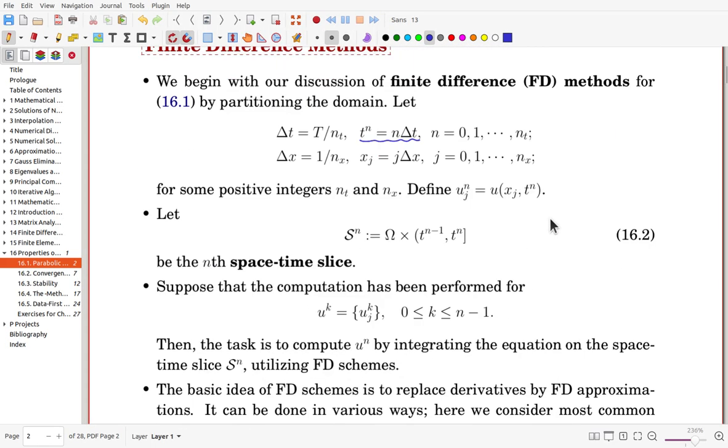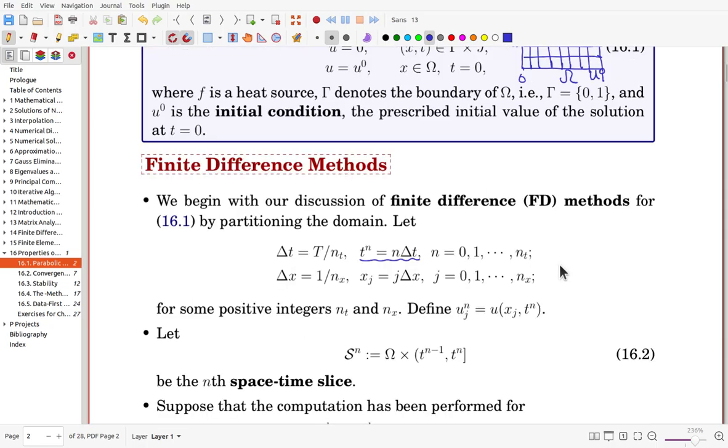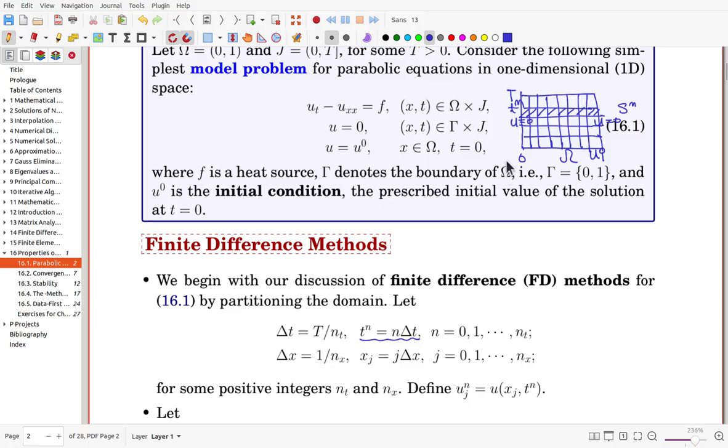Now, we'll assume that the solutions are already obtained for k from 0 to n-1. So that assumption is here. We assume every solution is already obtained. Now, using these known solutions, we try to get another level of solution by using the finite difference technique. So in each time, we try to merge one space-time slice. That's how we try to formulate the method.